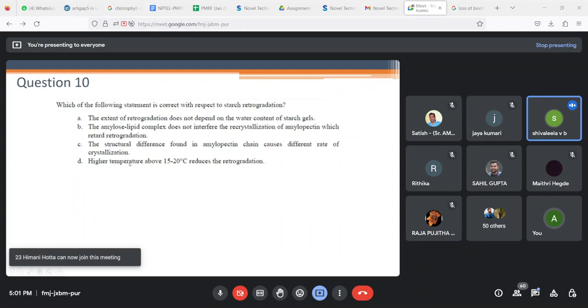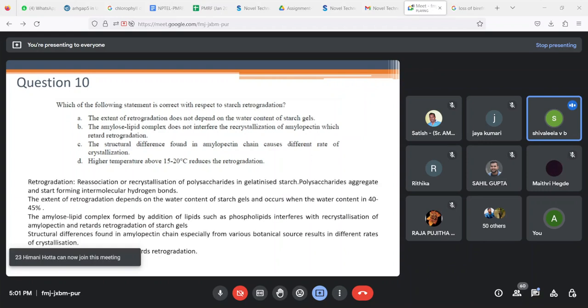And option D, higher temperatures above 15 to 20 degrees Celsius reduces retrogradation, which is false. Only above room temperature, that is 32 to 40 degrees Celsius, will retrogradation decrease. That is, it will not allow the molecules to come together and crystallize. Only at higher temperatures. At 15 to 20 degrees Celsius, it is a pretty normal temperature for the starch to come together and retrograde. So the correct answer to this question is option C. Option C is the only statement that is true. The rest are all false.